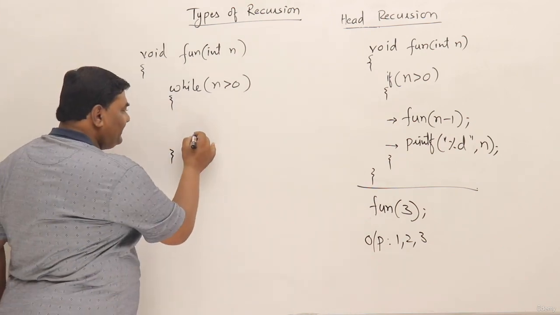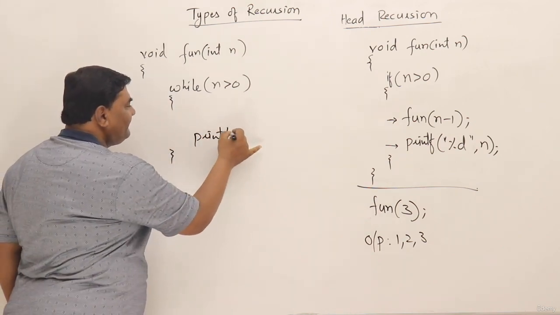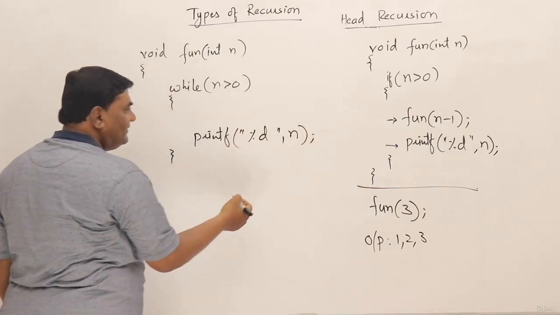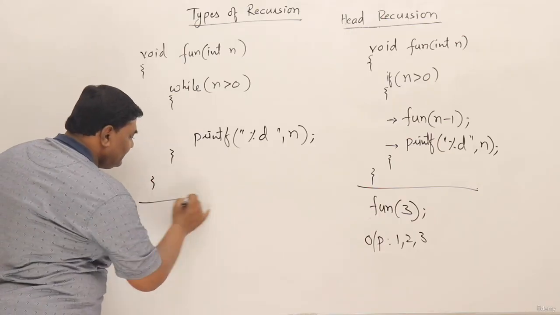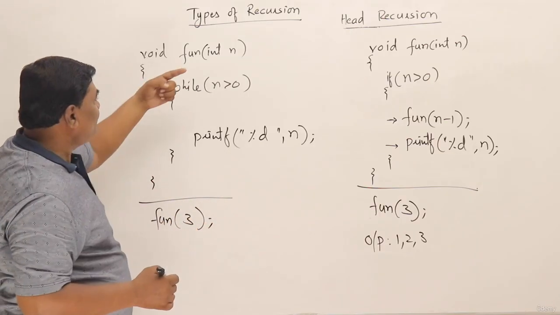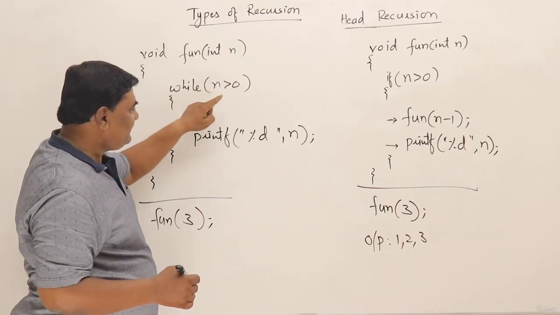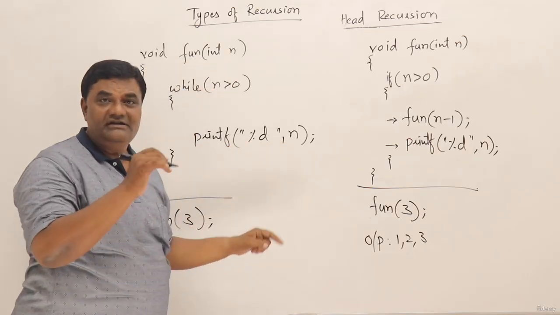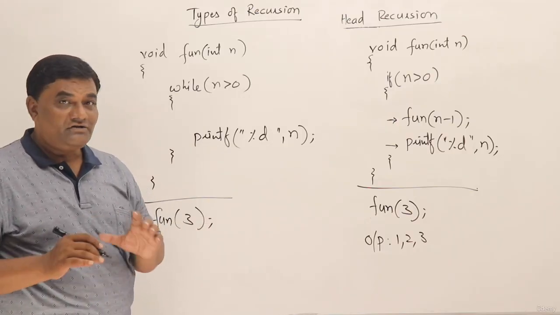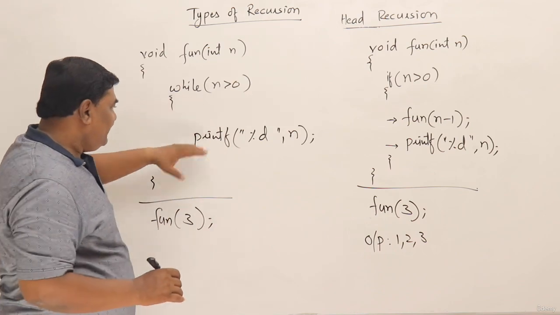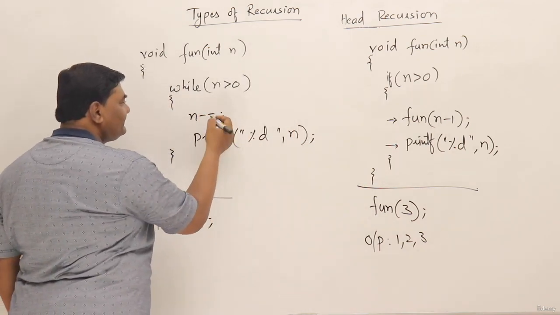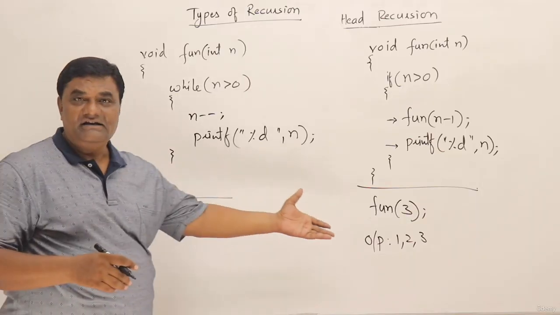If I use printf here, printf %d n, and I am passing function fun with value 3, then the first value of n will be 3. So 3 is greater than 0, yes. So it will print what? 3. It will not print 1. The first value that will be printed will be 3. It is not 1. Then if I have to repeat, just like this one, instead of that if I write n minus minus, then it doesn't work the same as that one.